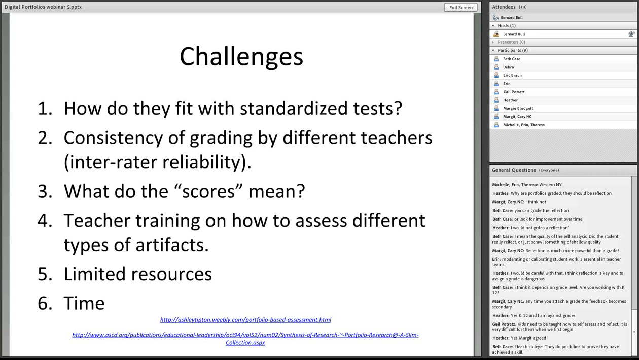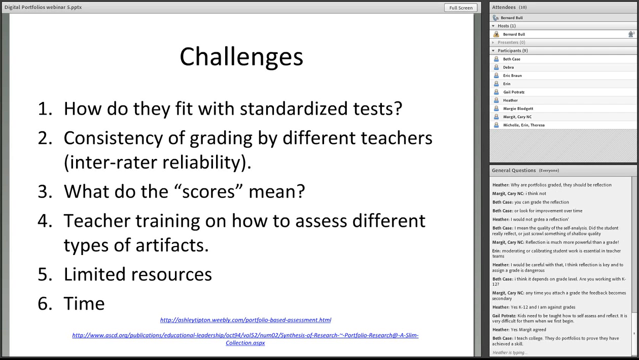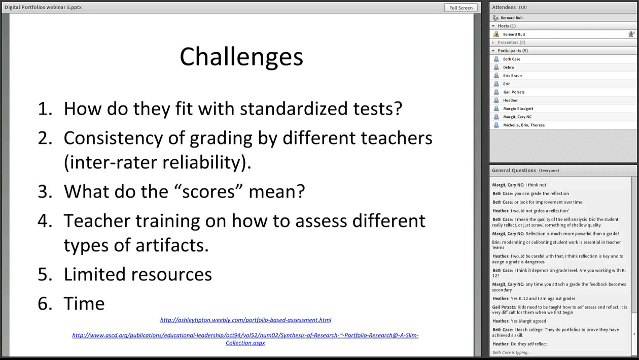Another challenge is that teacher training on how to assess different types of artifacts, when the artifacts are used as part of the assessment process, requires a great deal of time. And so as you look at the research on portfolio assessment, that's one of the critiques that people have: it's very time intensive, and it requires significant resources.